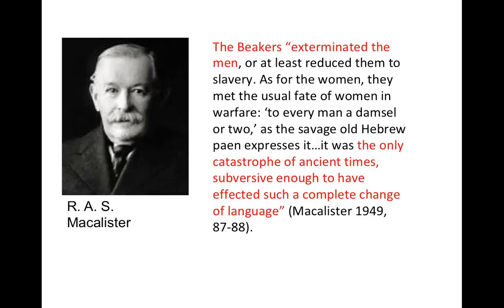Now, when I wrote my book, I went through the history of Beaker studies in Ireland, and I talked about how R.A.S. Macalister, back in 1949, came up with a fairly lurid description of their impact on Irish society. The Beakers exterminated the men, or at least reduced them to slavery. As for the women, they met the usual fate of women in warfare. To every man a damsel or two, as the savage old Hebrew pagan expresses it. It was the only catastrophe of ancient times subversive enough to have effected such a complete change of language.